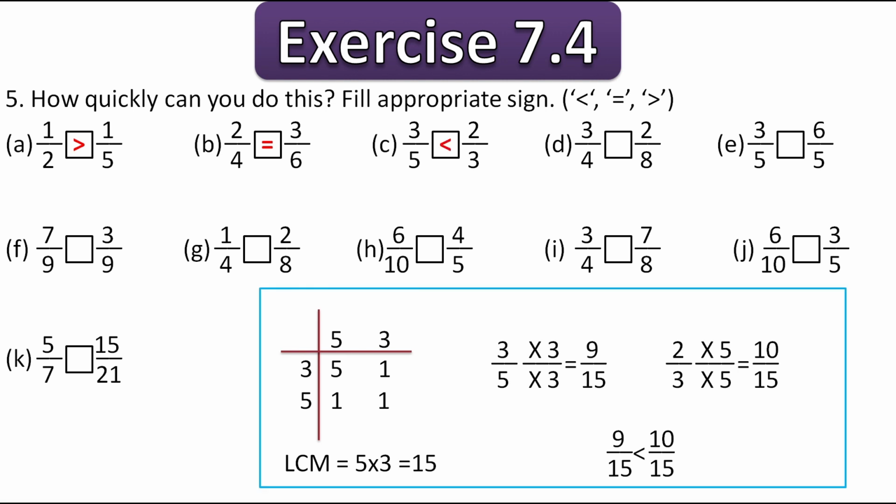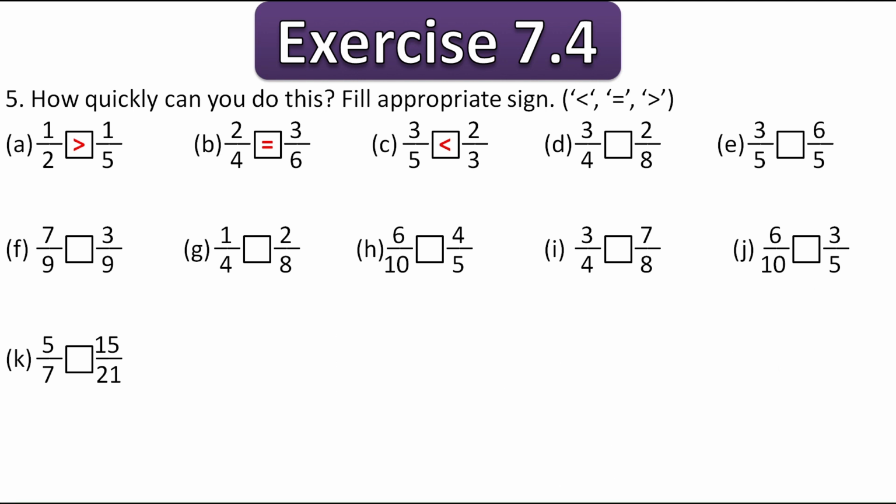Okay. Now in D1 again we have different numerators as well as different denominators. So we are going to again find the LCM of 4 and 8. Okay, 2 2s are 4, 2 4s are 8, 2 1s are 2, 2 2s are 4, 2 1s are 2, and so the LCM is 8.